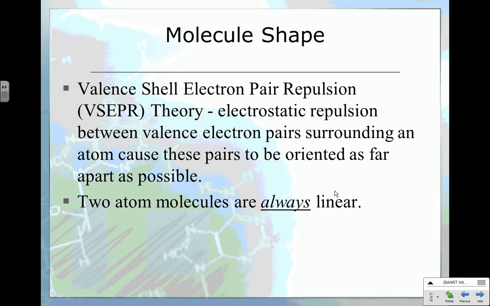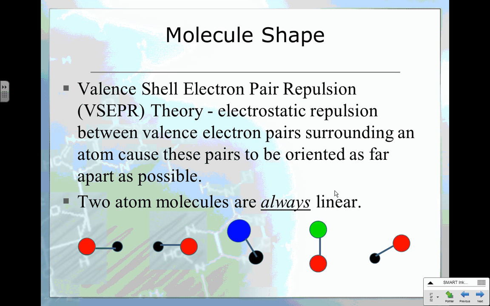Now, the first shape we're going to look at is the one that's easiest. 2 atom molecules are always linear. So it doesn't matter how we orient it, how we spin it, what we've got. If we have 2 atoms, 100% of the time that's going to be linear because in math class, 2 points define a line. So 2 atom molecules, any diatomic situation, or a binary molecule where you only have one of each element, they're always going to be linear every single time. So that one you don't worry about anything.